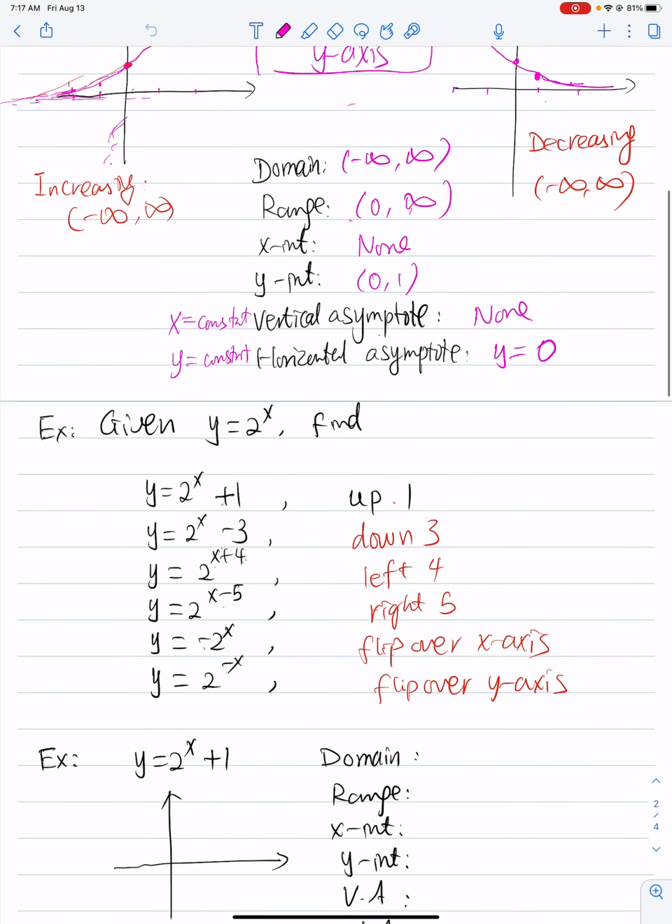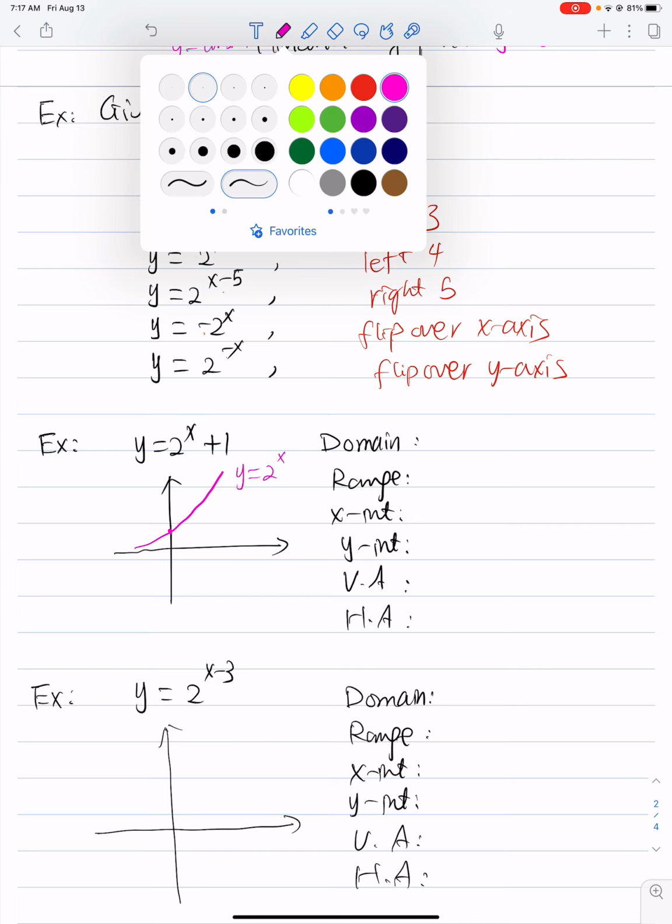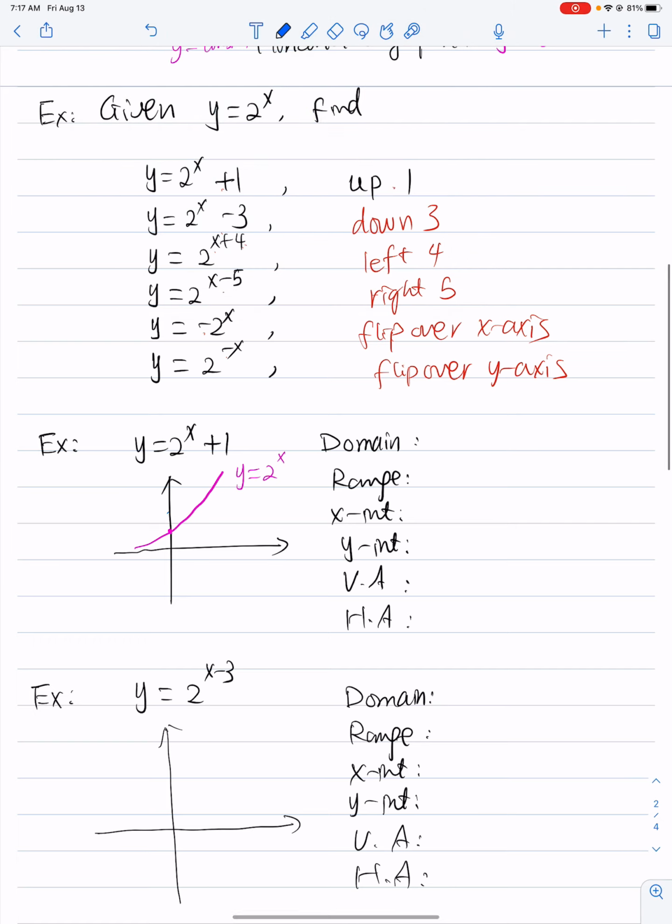So what will be the 2x? Oh my god, okay, it disappeared. We start again. This is y equal to 2 to the power x. Then how could we draw the picture of y equal to 2x plus 1 then? Then you go up 1, yeah? So you will have this picture. So y equal to 2x plus 1.